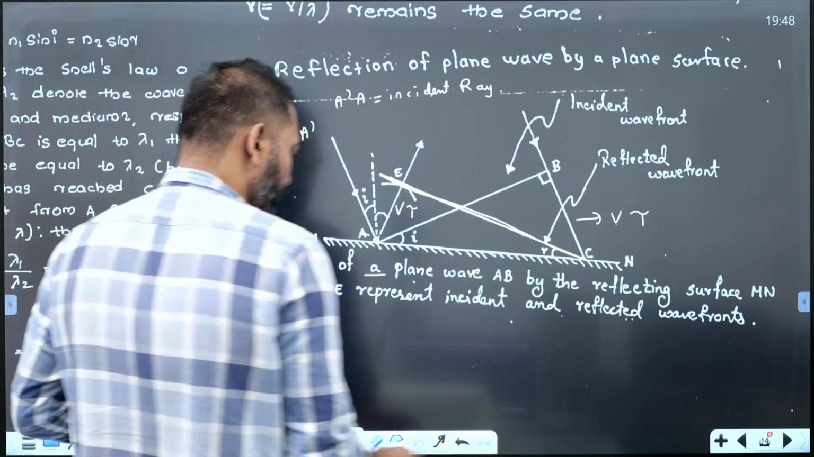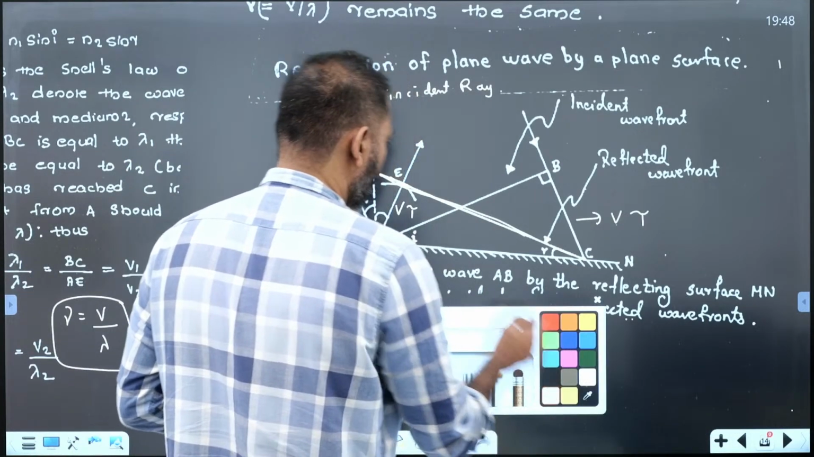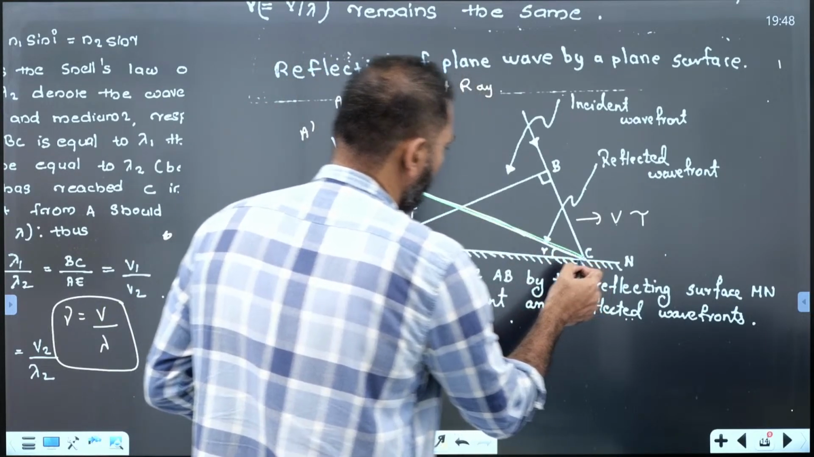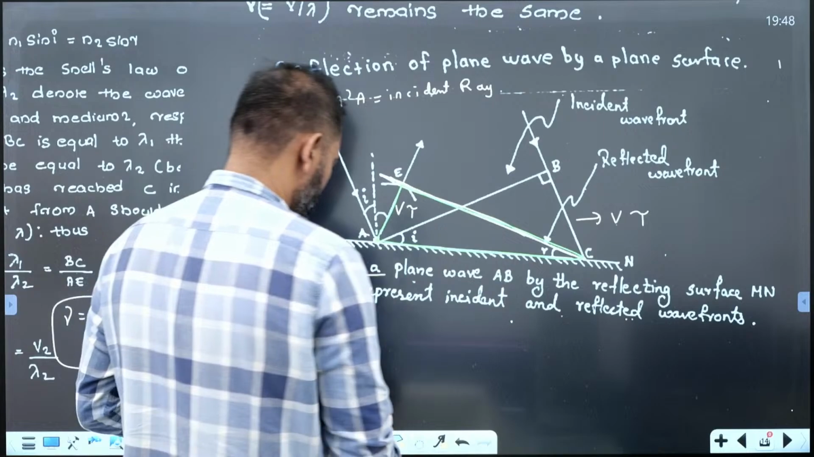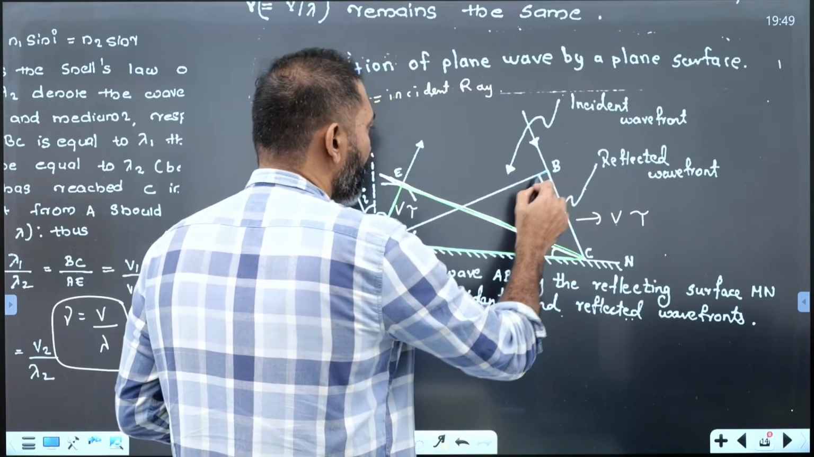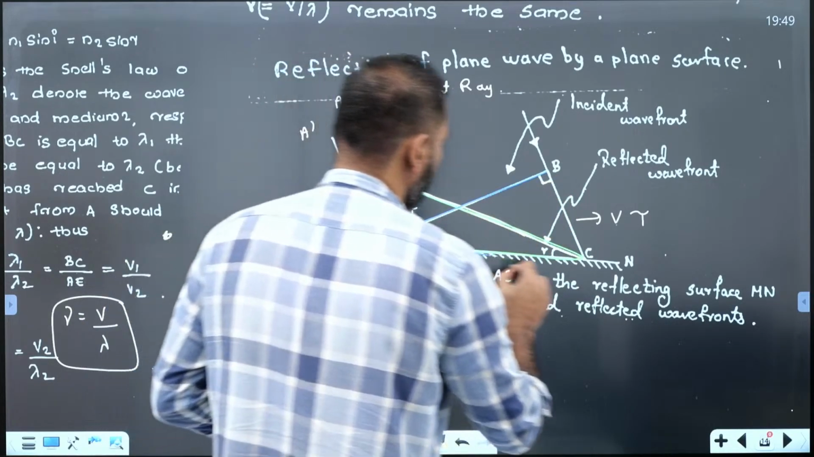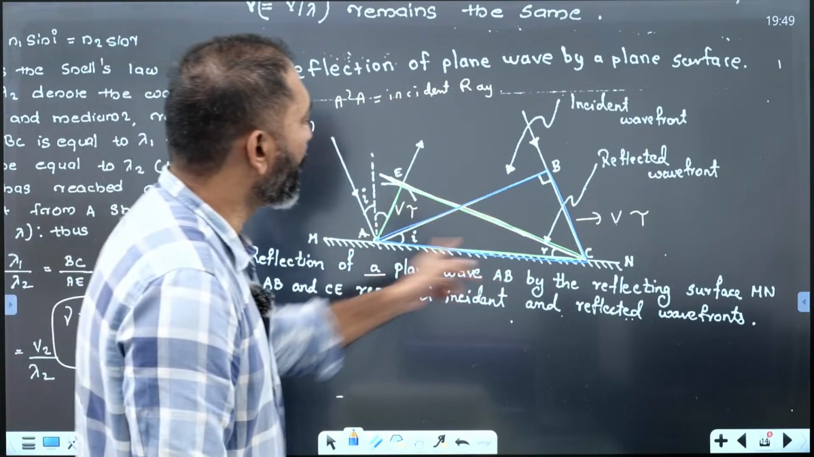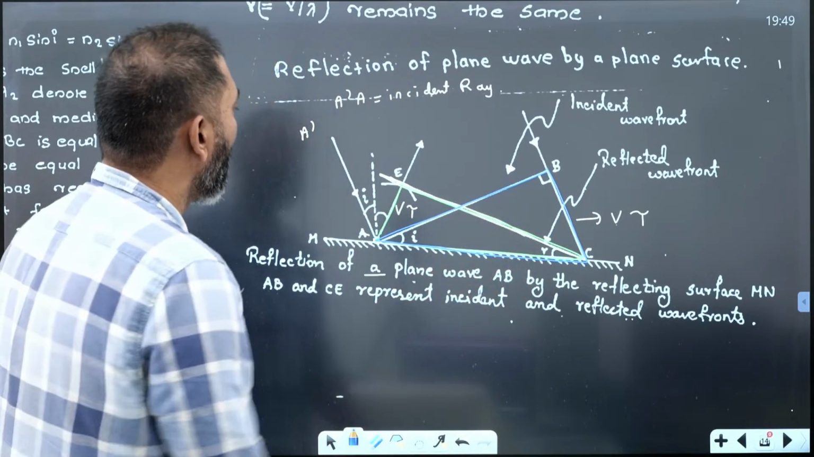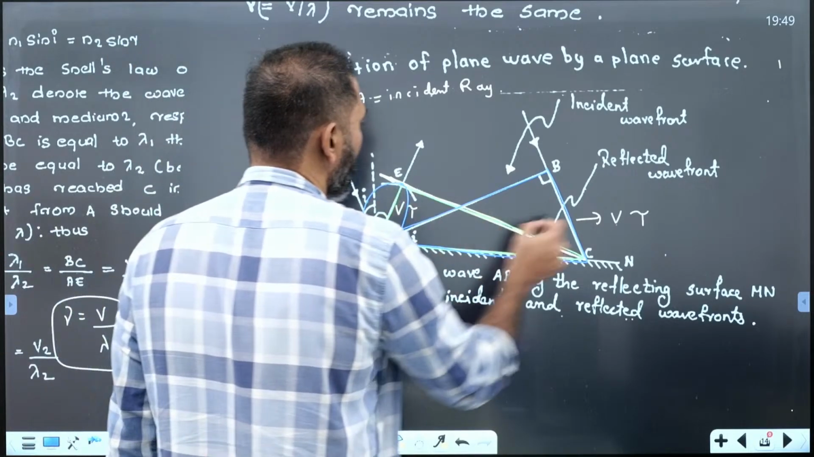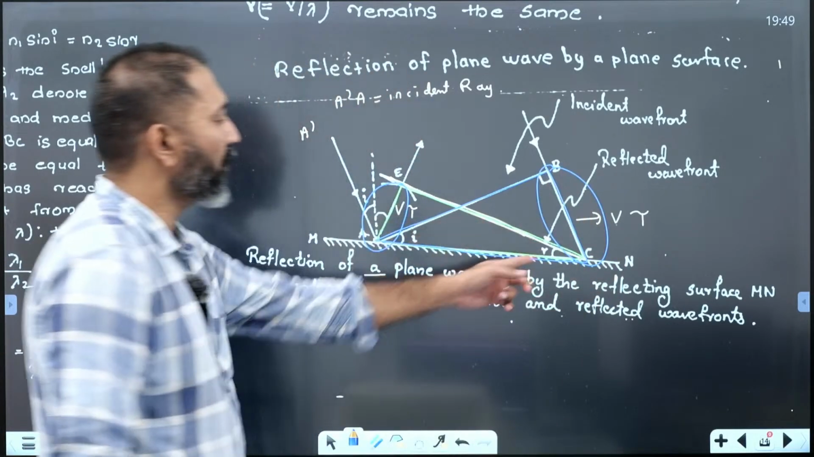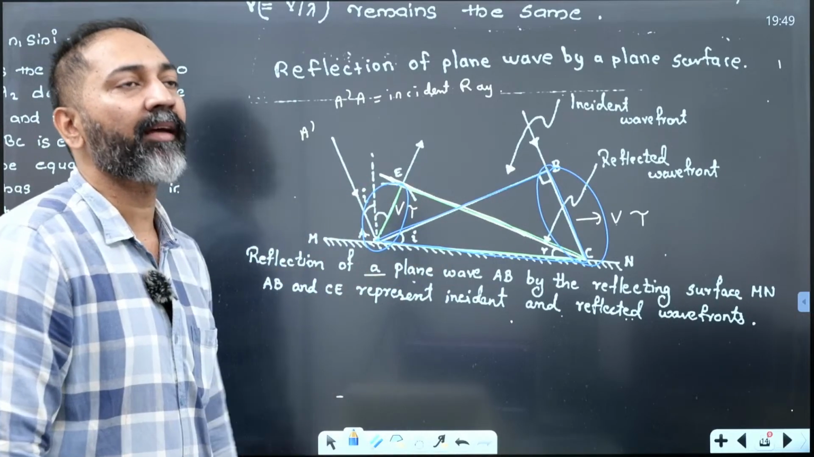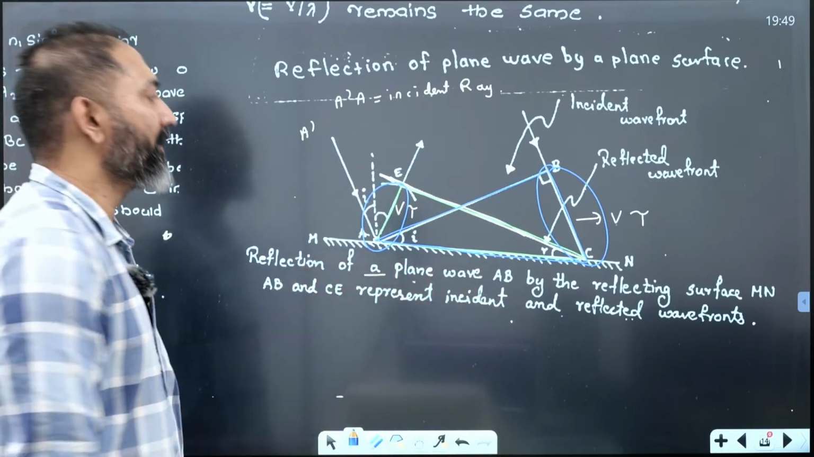I am drawing the triangles with another color: triangle EAC and triangle BAC. Both triangles have a common hypotenuse and one side is also equal. That means these two triangles are congruent triangles.